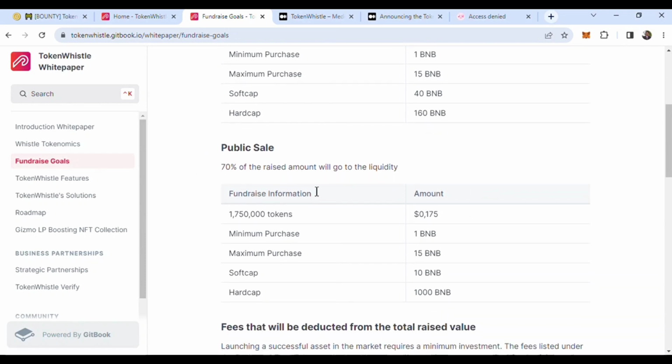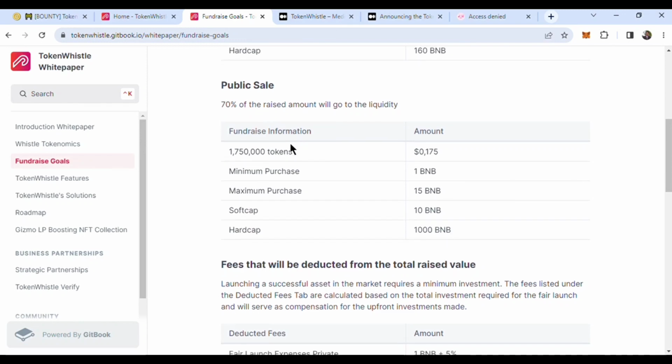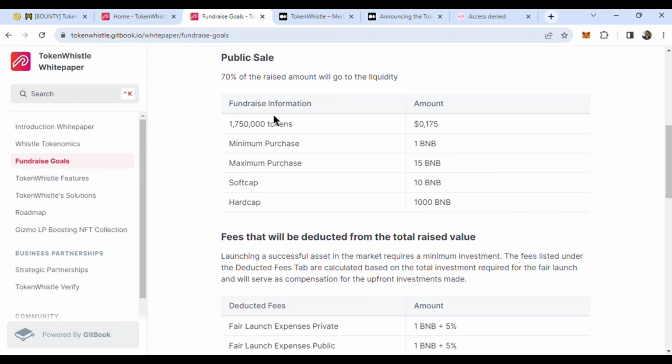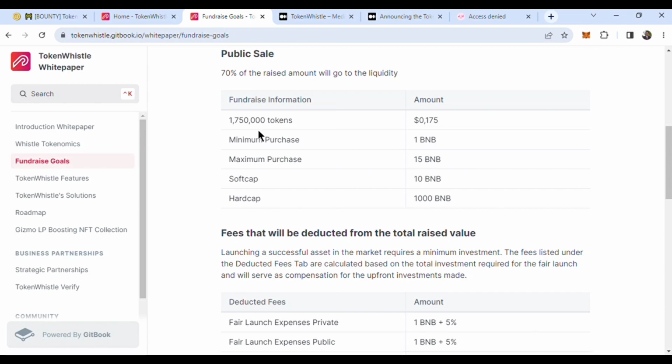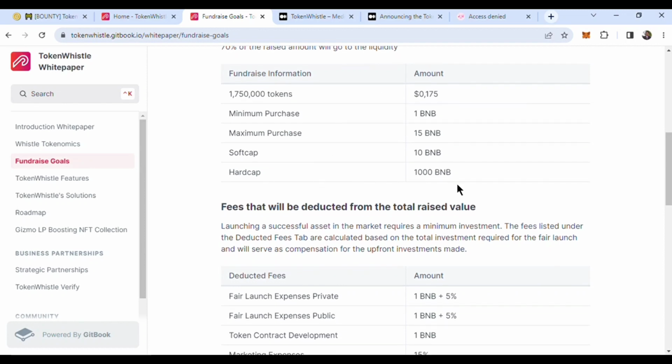Here is the public sale information. 70% of the raise amount will go to the liquidity. For the public sale token, 70% of the raised amount will go to the liquidity. Here is the fundraise information. 1.75 million tokens whose value is 0.175. The minimum purchase is 1 BNB, maximum purchase 15 BNB, soft cap 10 BNB and hard cap 100 BNB.